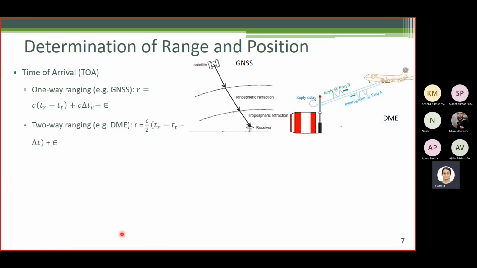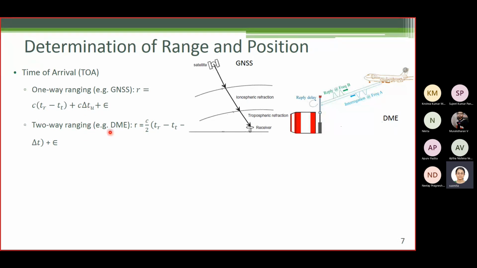Okay, so we are discussing one-way ranging versus two-way ranging. We noted that in one-way ranging, we also need to estimate an additional receiver clock error term, because of which we need one more transmitter.